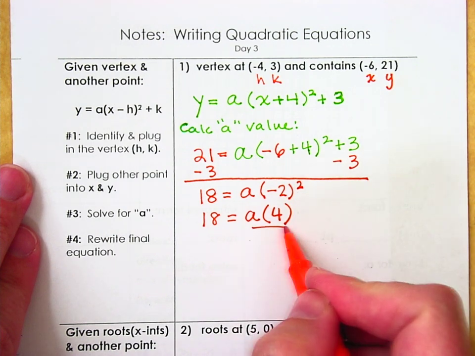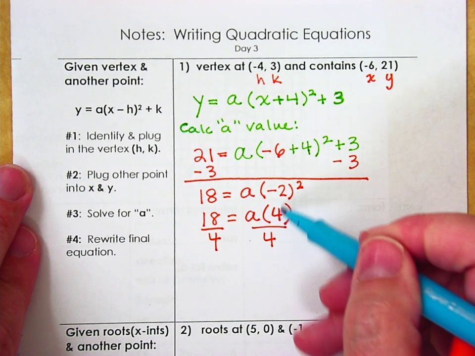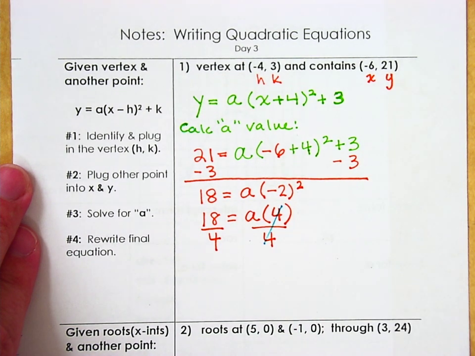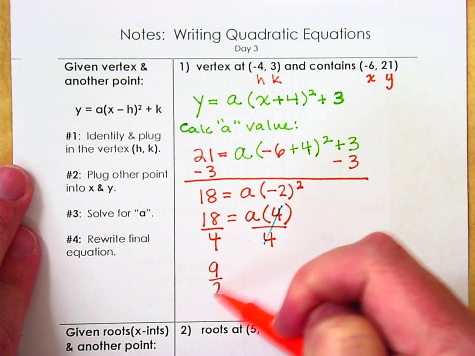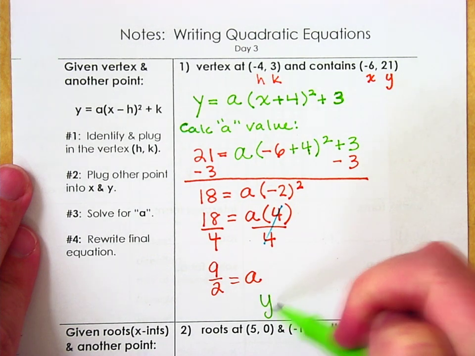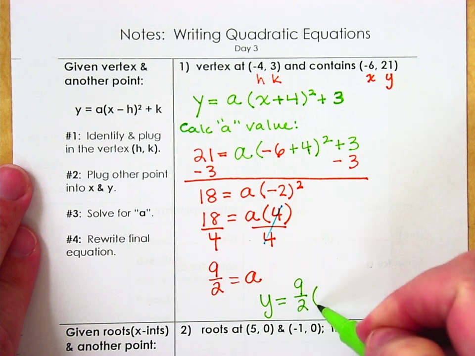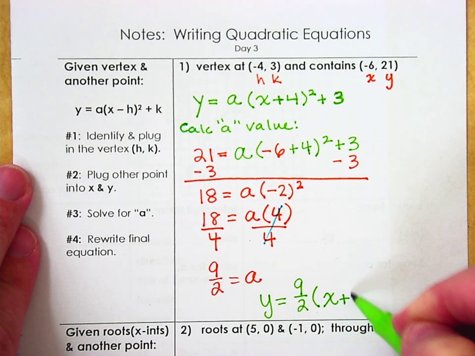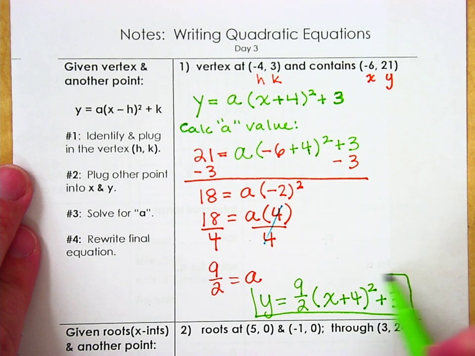Okay, and then we're almost done solving, so we need to divide by 4. Those 4's cancel out. And 18 divided by 4 can either be a decimal, or we could just reduce it as a fraction. So the reduced fraction, when we divide by 2, is 9 over 2 equals a. So then our final equation is y equals, we're going to put the a value into the equation now. So 9 halves times x plus 4 inside the parentheses, squared, and then plus 3. And that's our final equation with the a value solved in there.